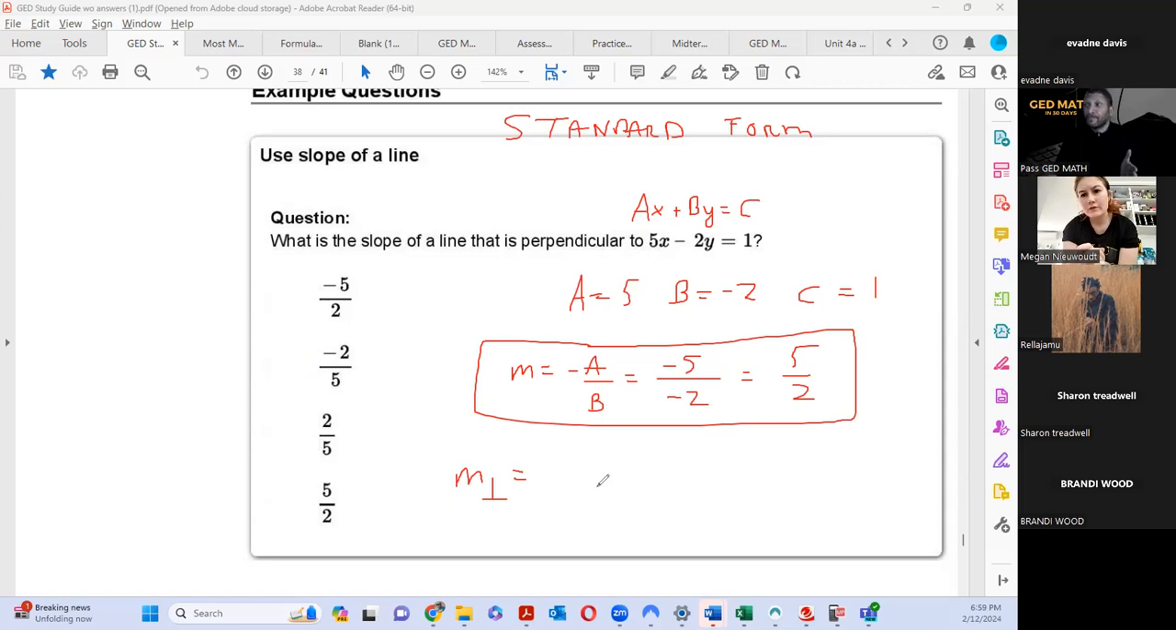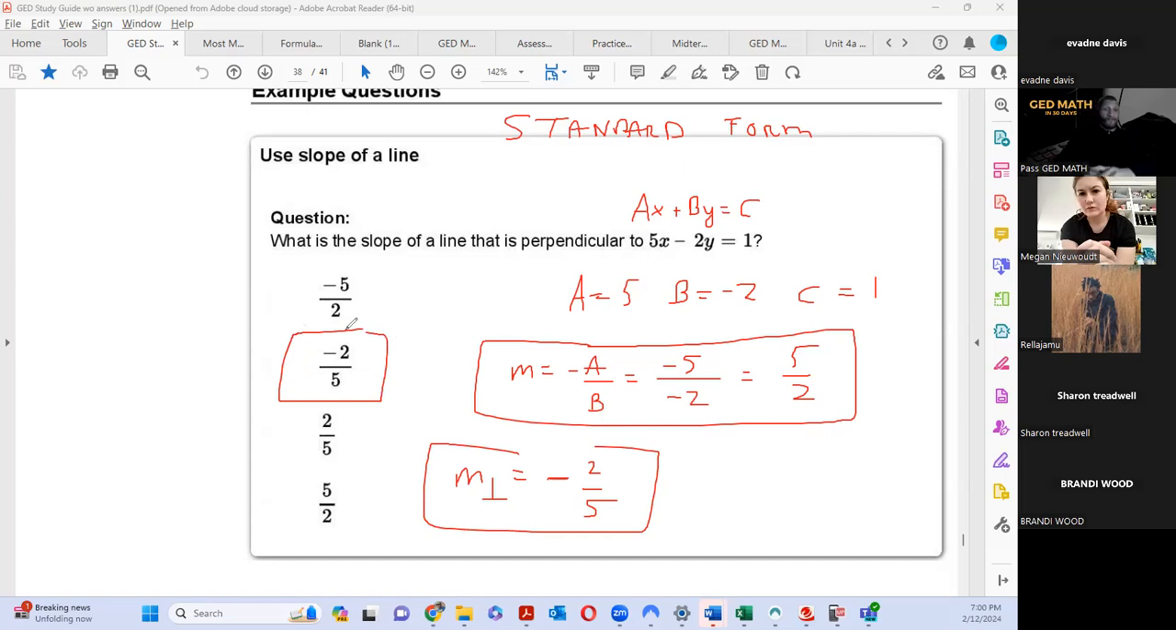It's going to be 2/5. Go ahead, Megan. All right, it's 2/5. What is the sign though? Negative. Remember, the slope of 5/2 is positive, so that means the slope of the perpendicular must be negative. Change the sign, then flip. So the slope of the perpendicular is negative 2/5.